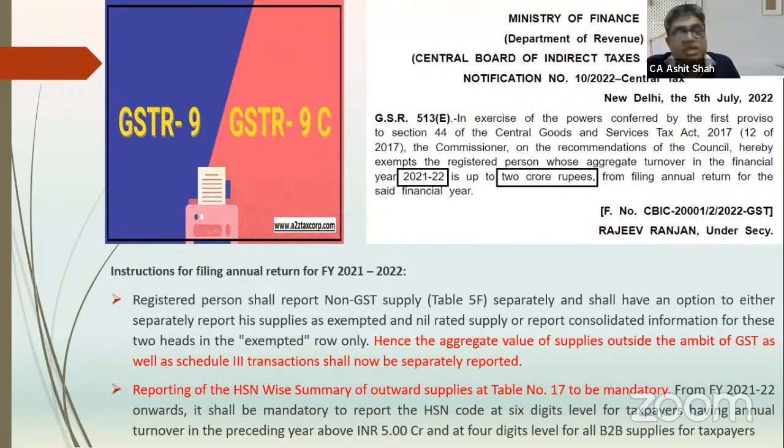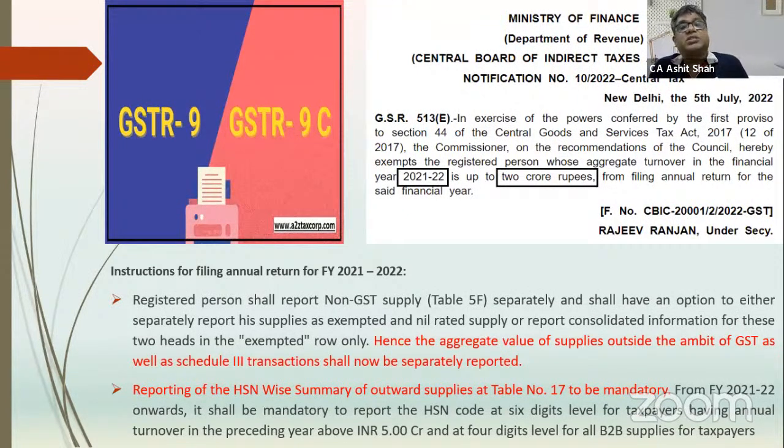And a very important thing, that HSN-wise summary, which has to be provided in table number 17, has now become mandatory from financial year 21-22. So previously it was not mandatory to fill in the detail, but now for this year, we have to provide this HSN-wise summary in table number 17. And not only that, we also have to give the 6-digit HSN if the turnover is more than 5 crore rupees for all B2B supply.